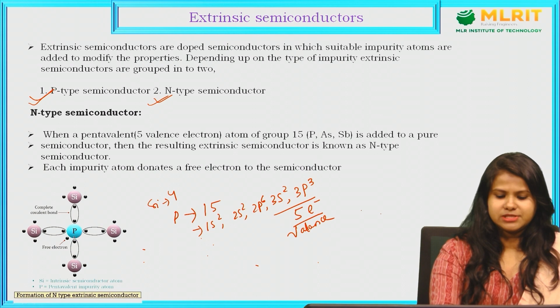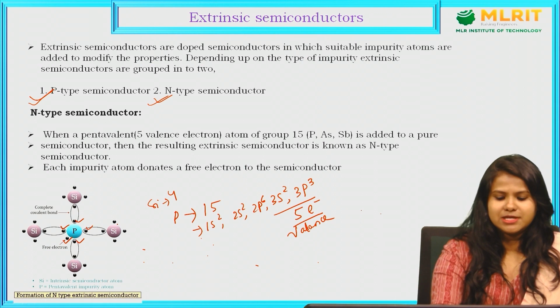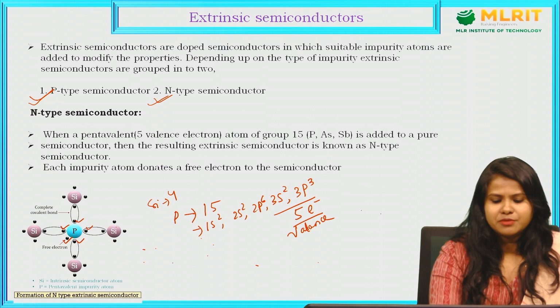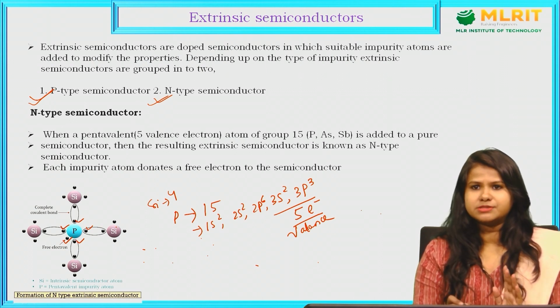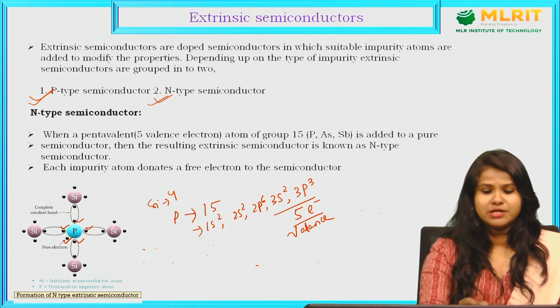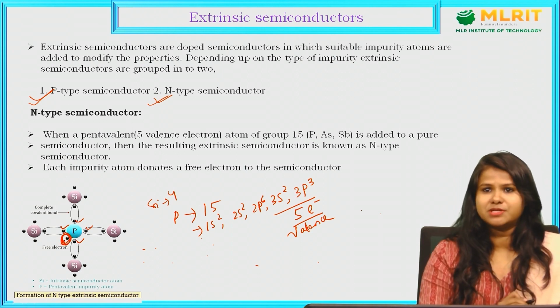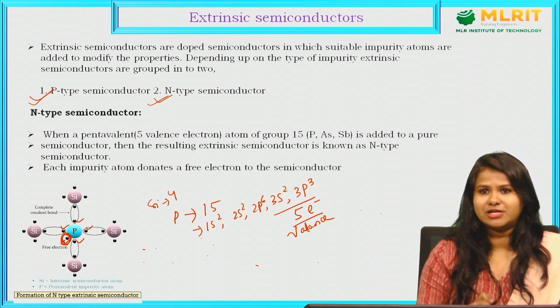Now, we can see this phosphorus has 5 electrons in its outermost orbit and we are adding this phosphorus to silicon. As already discussed, silicon has 4 electrons in its outermost orbit. So, these 4 electrons from the adjacent silicon atoms will make covalent bonds with 4 valence electrons of phosphorus. Now, we can see 1 electron will be left out here from the phosphorus atom. So, that extra electron will act as the charge carrier here.